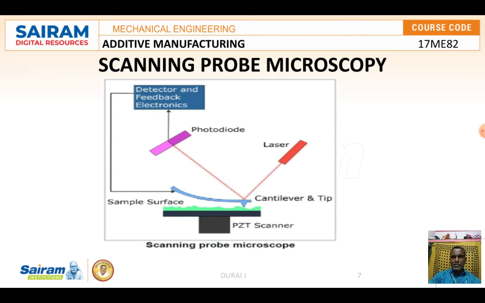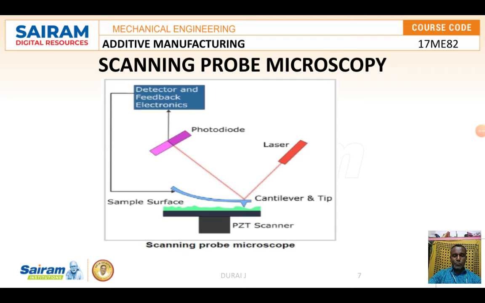Scientists use the scanning probe microscope in a number of different ways, depending upon the information they are trying to gather from the sample. The two primary modes are contact mode as well as tapping mode. Now we are going to discuss what the contact mode and the tapping mode are.